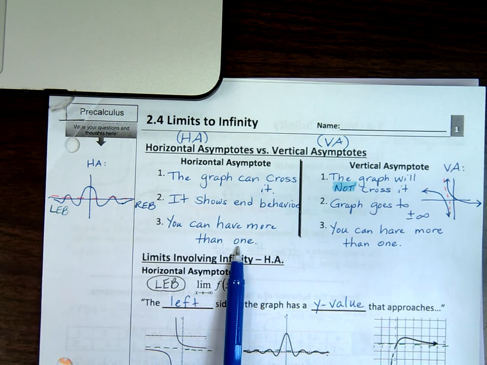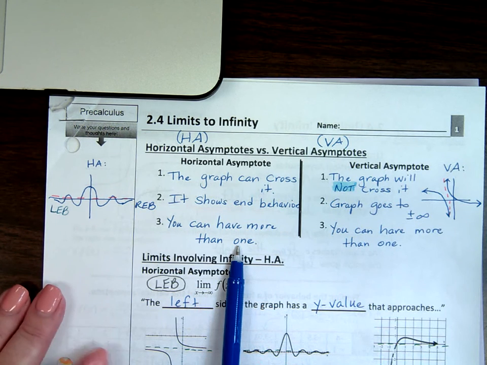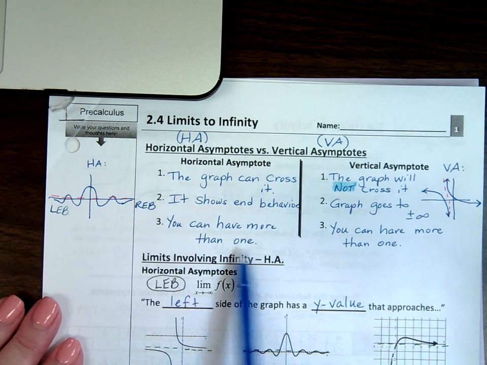Also, while I'm kind of chatting through this, you're going to need Desmos. So you want to pull up your Desmos also on your Chromebooks.